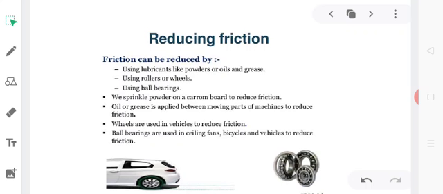Another method would be by streamlining. Friction due to air is considerably reduced by streamlining the shape of the body. That is, it should be sharp in point, which is moving through air. For example, the shape of jets, aeroplanes, and fast-moving cars are streamlined. By using ball bearings. Ball bearings used in ceiling fans, bicycles and vehicles help to reduce friction. Similarly, a thin cushion of air maintained between solid surfaces in relative motion is another effective way of reducing friction.